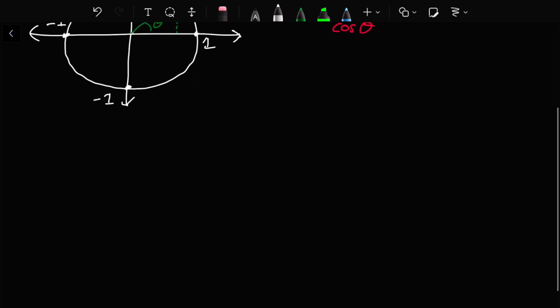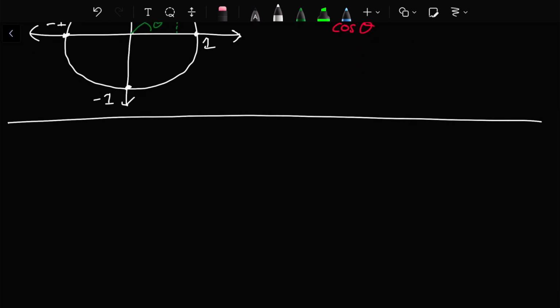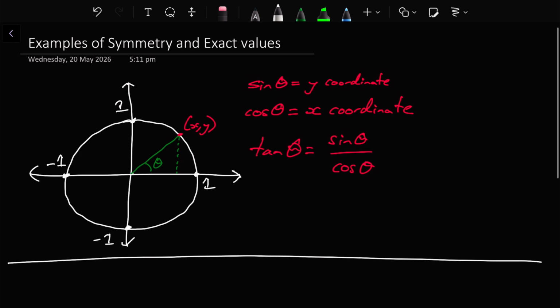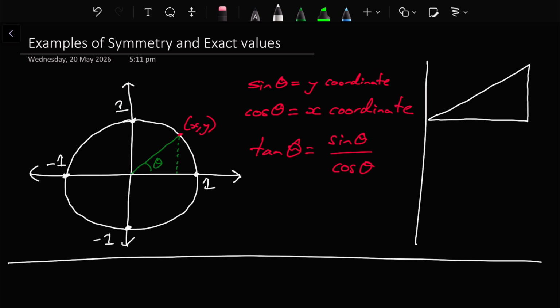Let's do a couple of examples of using symmetry. The other thing is we should also remember our exact value triangles. Let's do them over here. We have this one, the uneven one, where this angle is pi on 6, in radians, this is pi on 3, and a right angle, and we can work out that the sides are root 3, 1, and 2. And then we can take one that's half a square.